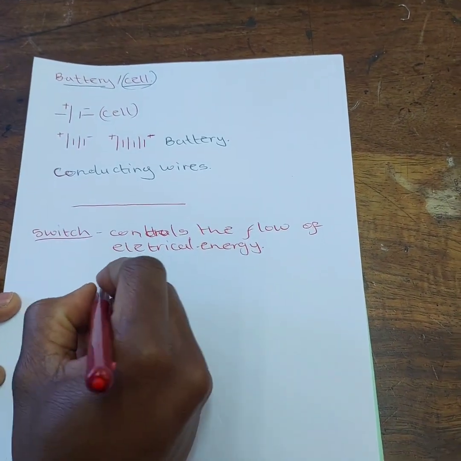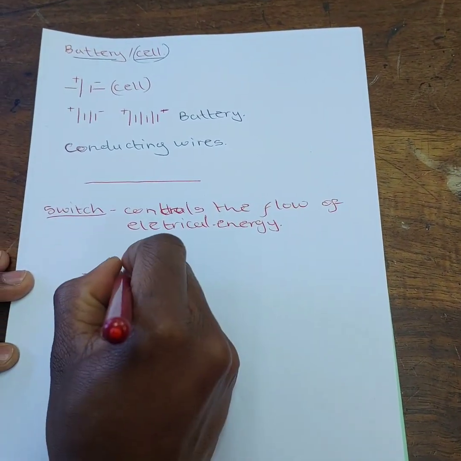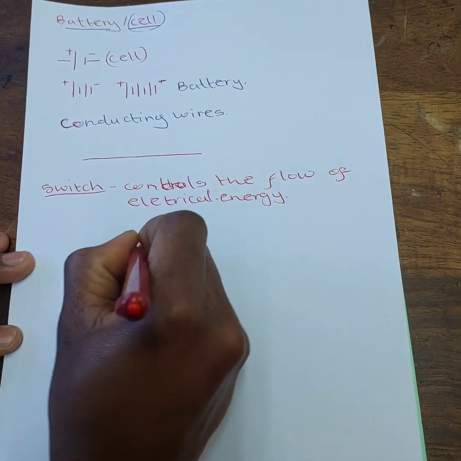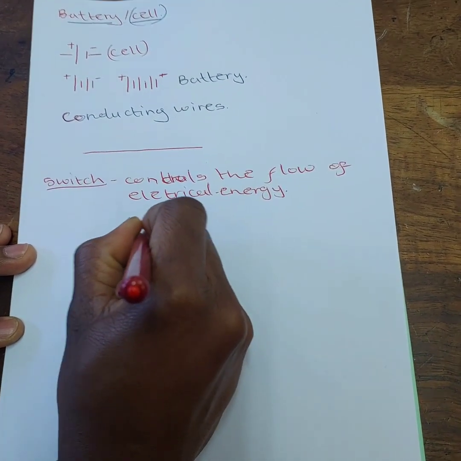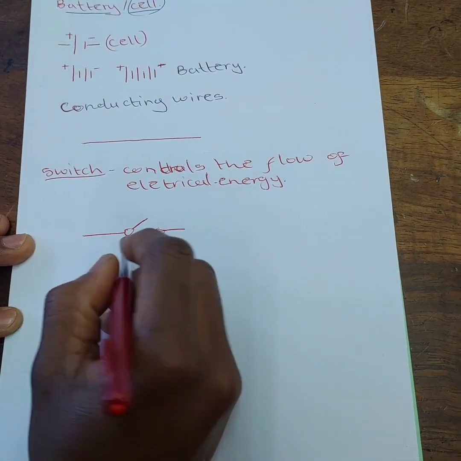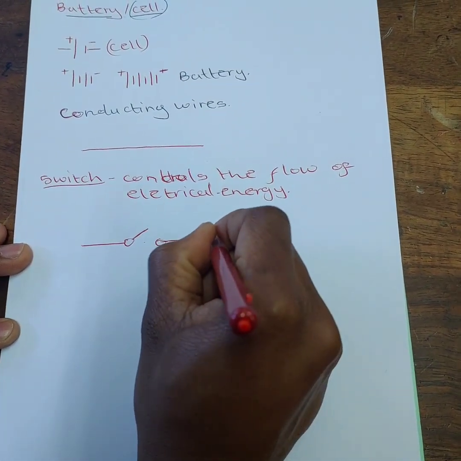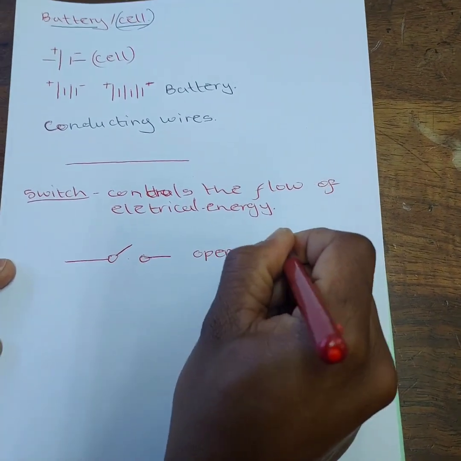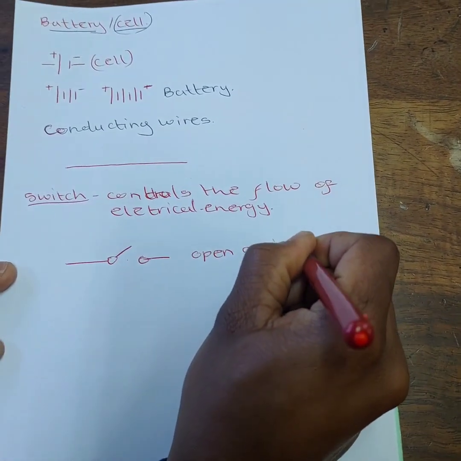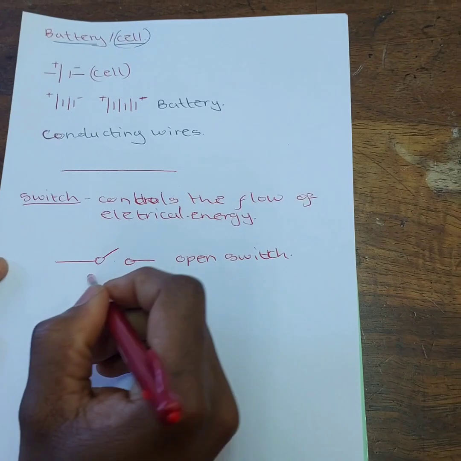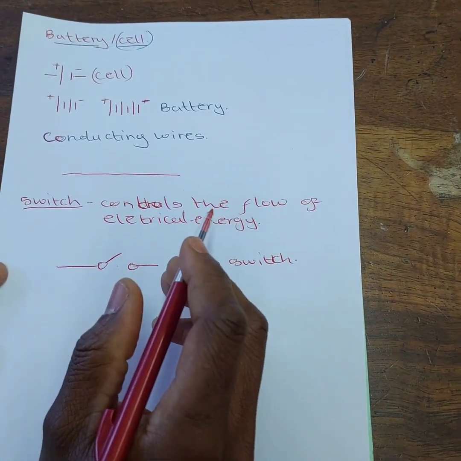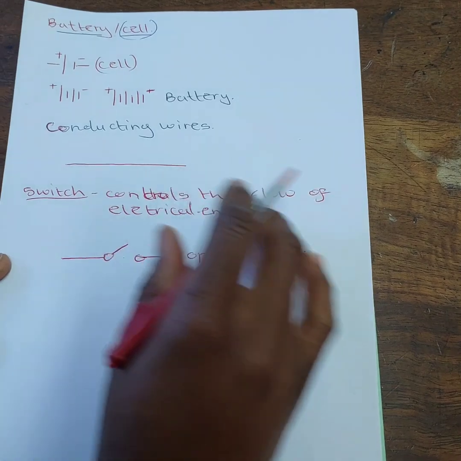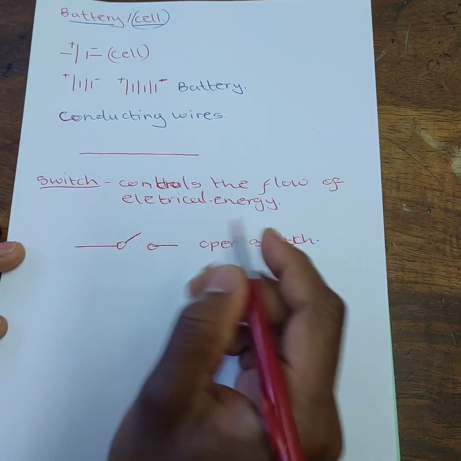And the switch is simply indicated with a symbol like this. So this symbol will indicate a switch. And if it's like this, we say it's an open switch. So when it's open, there will be no flow of electricity. That means the electricity will not move around because it's open.